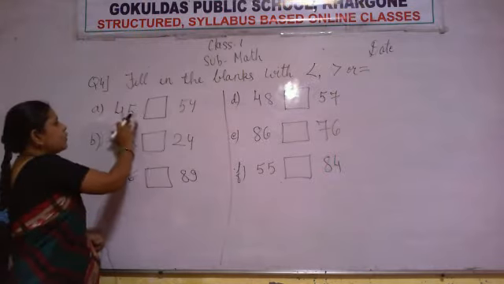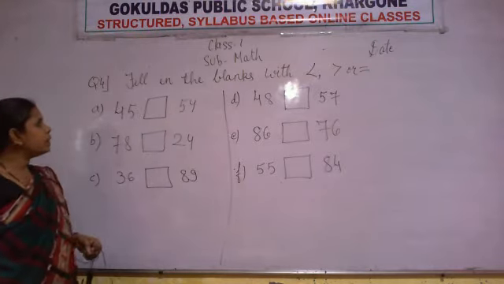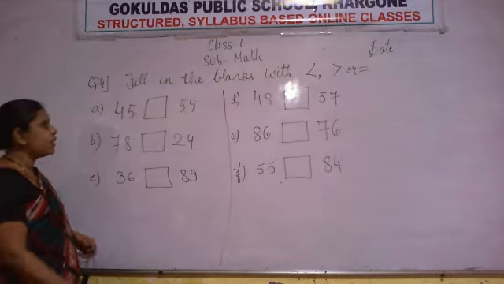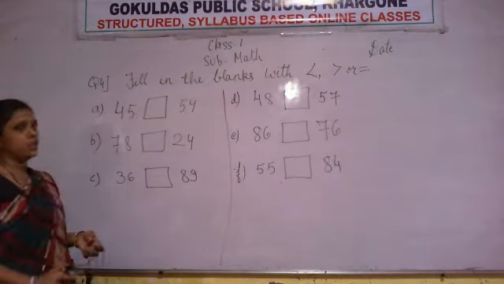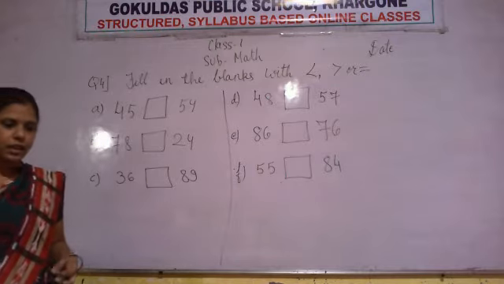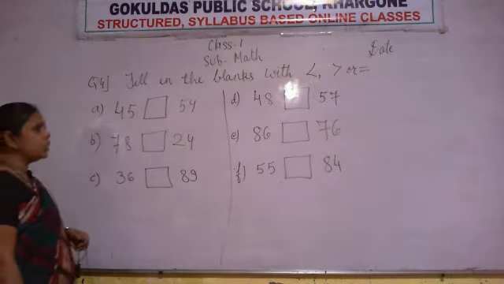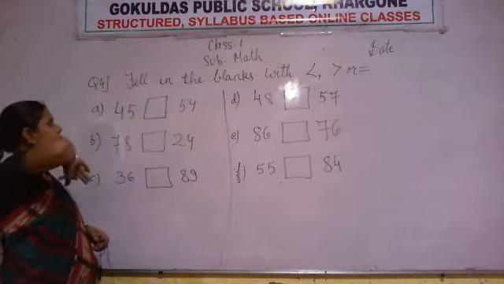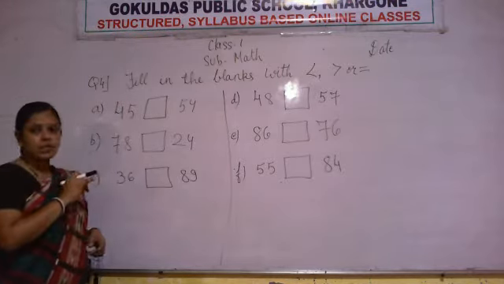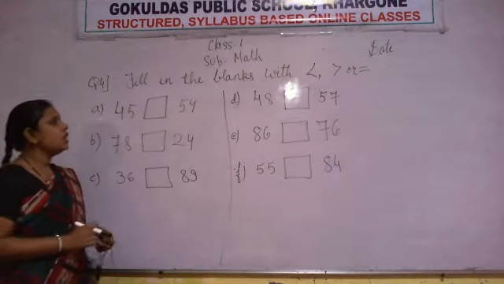Between 45 and 54, which number is greater? Which number is bigger, or which number is larger? We use three words: larger, bigger or greatest. The meaning of all three words is the same. So 45 and 54, which number is smaller? 45 is smaller and 54 is the greater number.